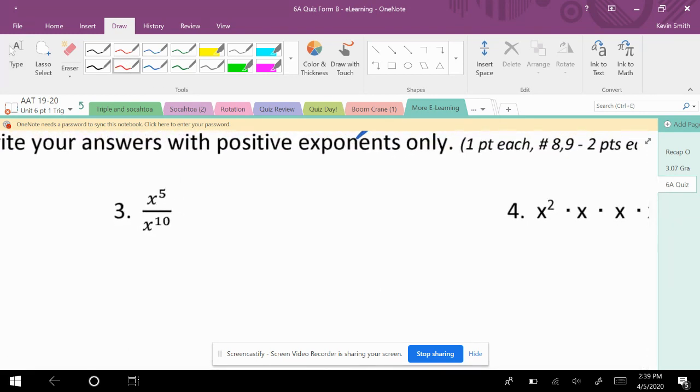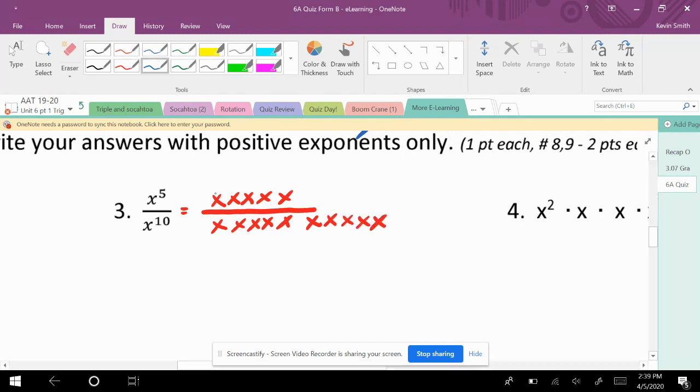This is a tricky one. Again, whenever I get division problems, I like to draw out my division sign, and then I'll do top, numerator, and denominator. So I'll get 5 x's up top and 10 x's on the bottom. 1, 2, 3, 4, 5, and then there's 5 more, 1, 2, 3, 4, 5. And these will divide out, these will divide out, these will divide out, these will divide out.